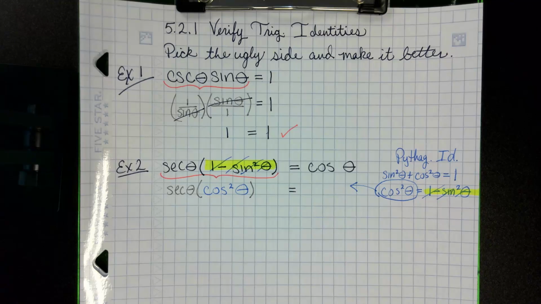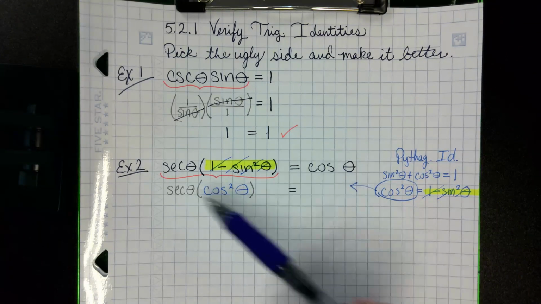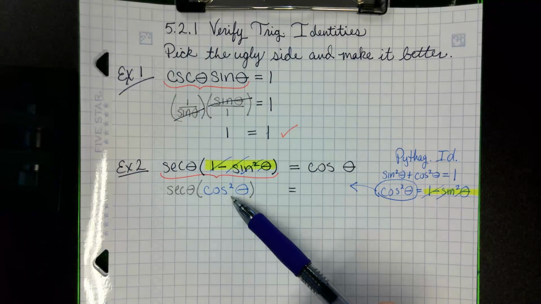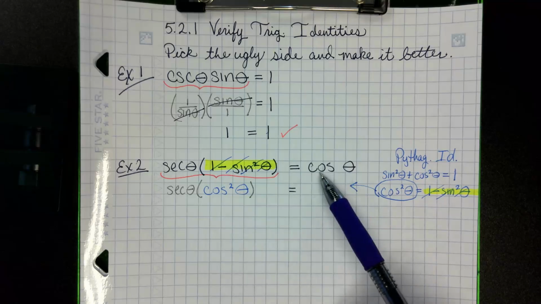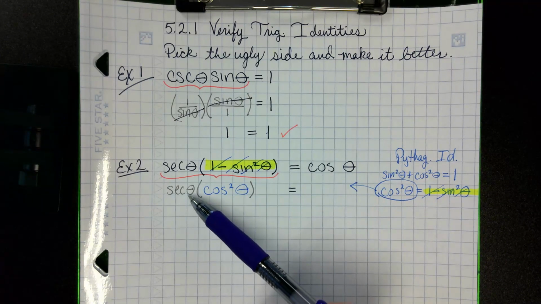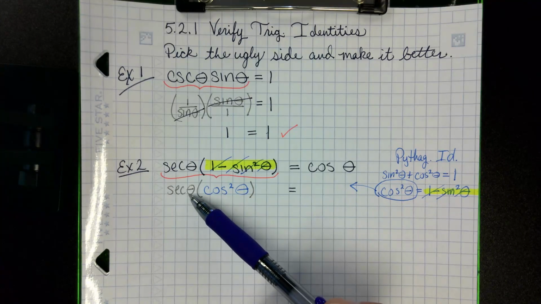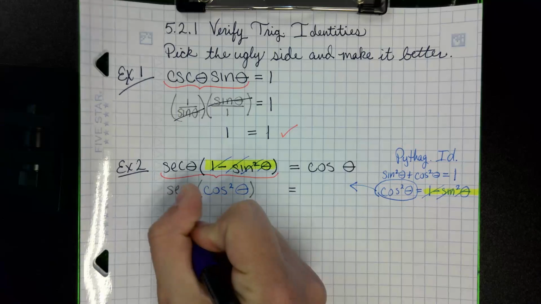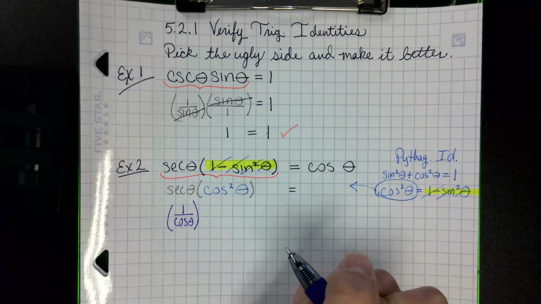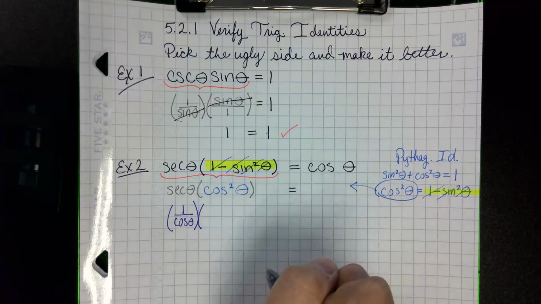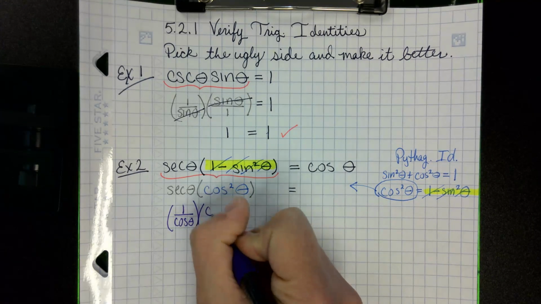All right, so I see that I am trying to get the left side to be just cosine theta. I look at it, I have cosine squared, so that's pretty good because I want a cosine. But I have a secant. There's no secant on the right, so I can turn secant into 1 over cosine. And remember what I said a minute ago: if you turn one thing into a fraction, turn everything into a fraction. So I'm going to make cosine squared theta a fraction by putting it over 1.